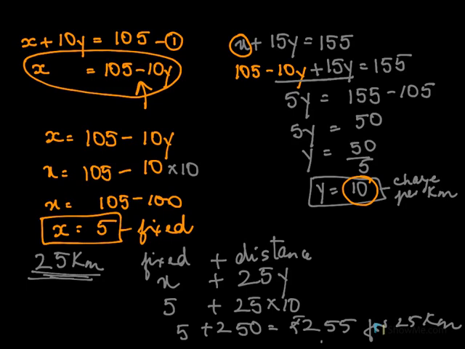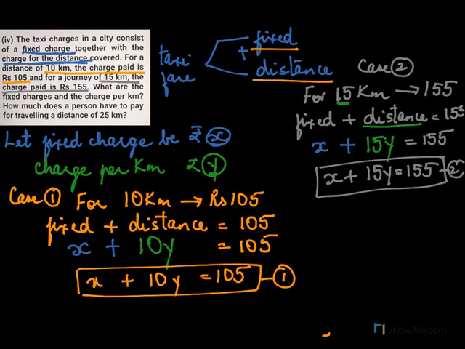So to summarize the sum, the taxi charges were made up of two parts. There was a fixed charge and the distance. So you did it for 10 kilometers, and for 15 kilometers, and then for 25 kilometers. It was X, the fixed charge, and Y for every kilometer. So you have to add up both the charges.